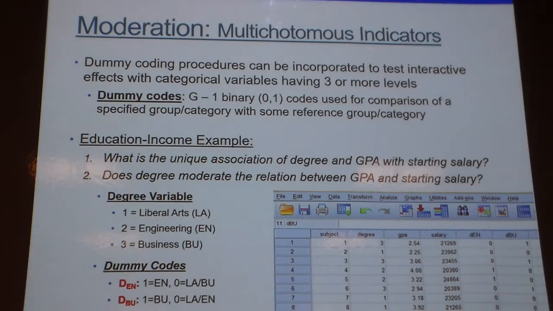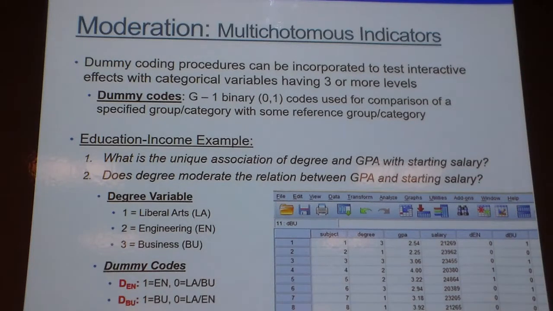And so if we're going to create dummy codes, we've got 3 levels, so we're going to create 2 dummy codes. We're going to create a dummy code for engineering, where if you receive an engineering degree, you get a 1. And if you get a liberal arts or business degree, you have 0. Then we're going to have a dummy code for business, where if you have a business degree, you get a 1. If you're engineering or liberal arts, you get a 0.